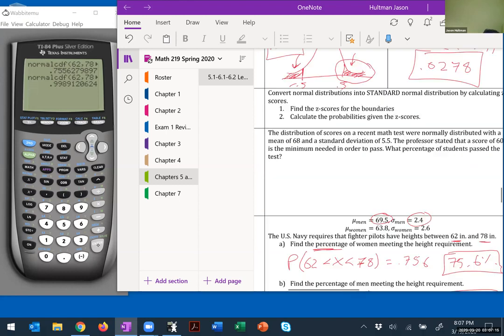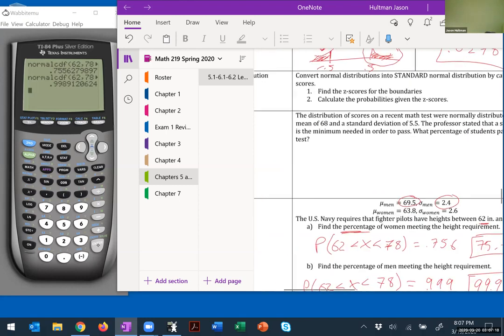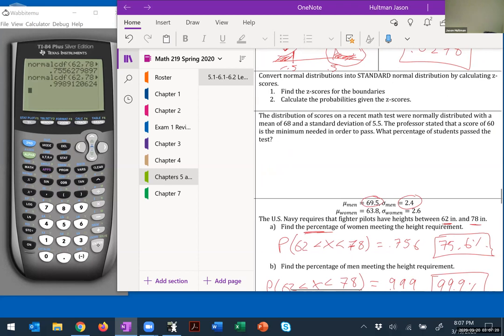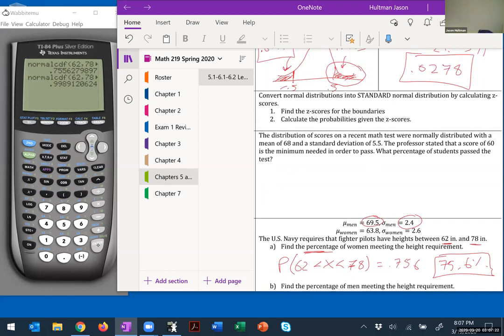Okay, let's go back to the one that I skipped. Example 8. Distribution on recent math scores were normally distributed with a mean of 68 and a standard deviation of 5.5. The professor stated that a score of 60 is the minimum needed to pass. What percentage of students pass the test? So we need the probability that X is greater than 60. So that would be a passing score. The mean is 68, the standard deviation is 5.5. So let's plug that into the calculator.